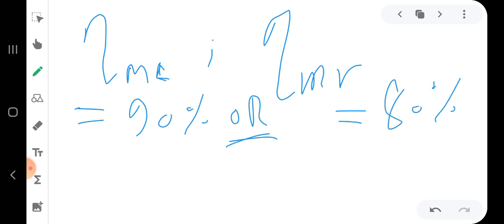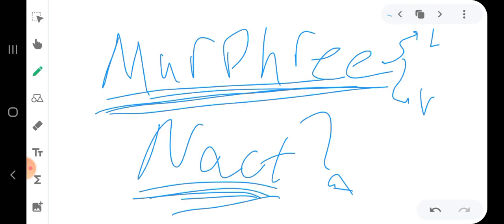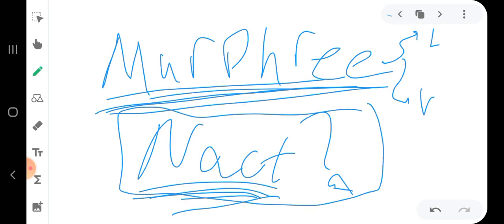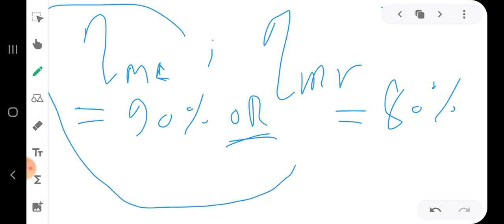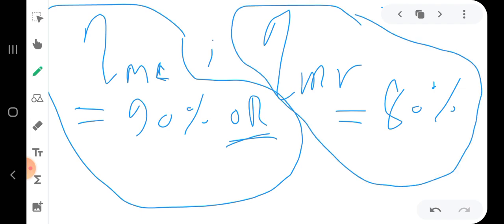How can we use this information to determine the actual number of stages? How can we utilize this information? First, let's focus on the Murphy liquid efficiency. Then the Murphy vapor efficiency will be the same idea. So now let's focus on this Murphy liquid efficiency.